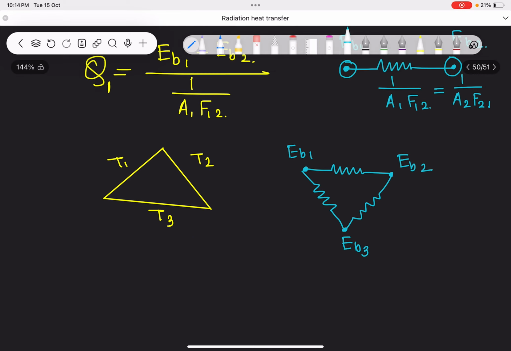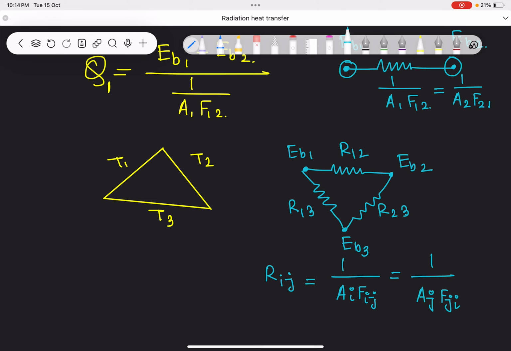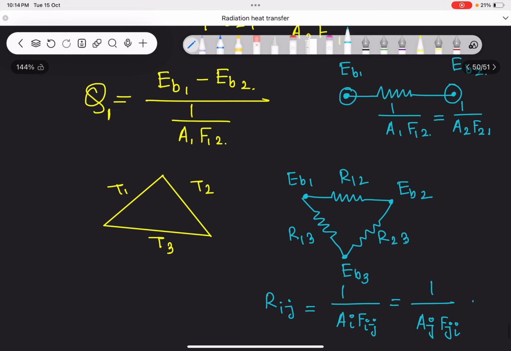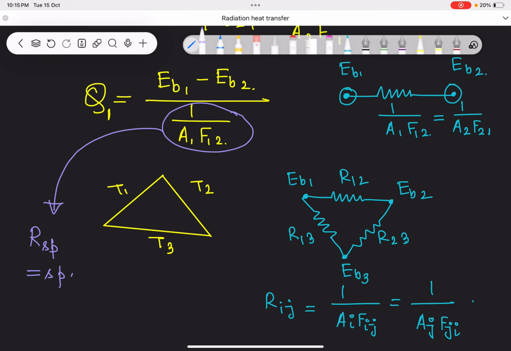And in between you will have R13, R12, R23, where I can write Rij is equal to 1 by Ai Fij, which is equal to 1 by Aj Fji, right? Now this resistance has a name. This is called the space resistance, as far as I can remember. I apologize that I don't remember the actual name. We call it RSP, I think the space resistance.